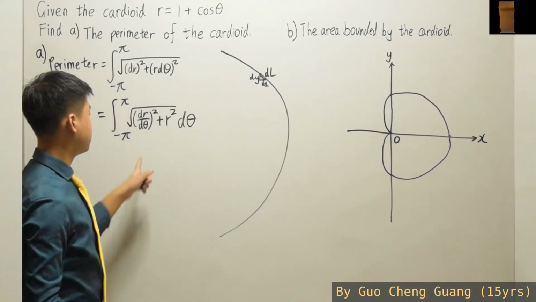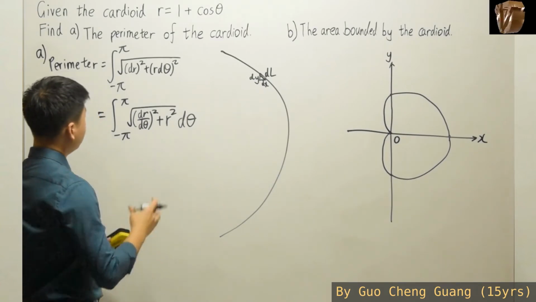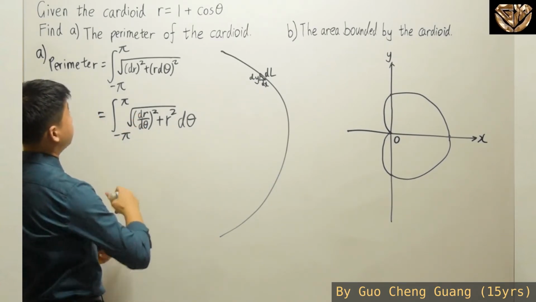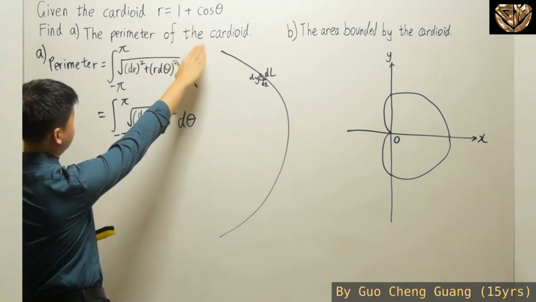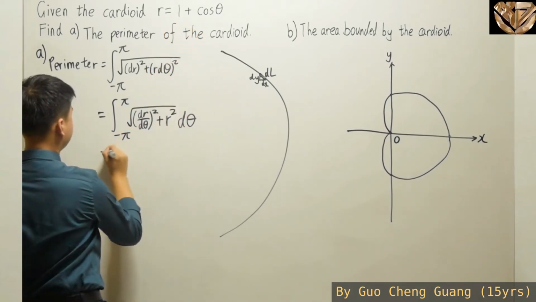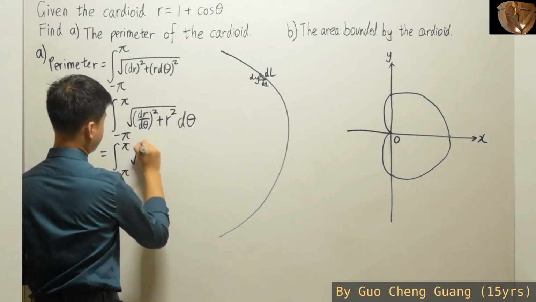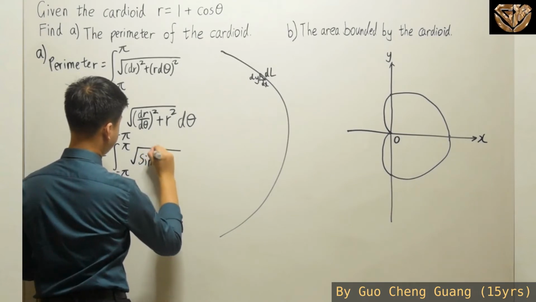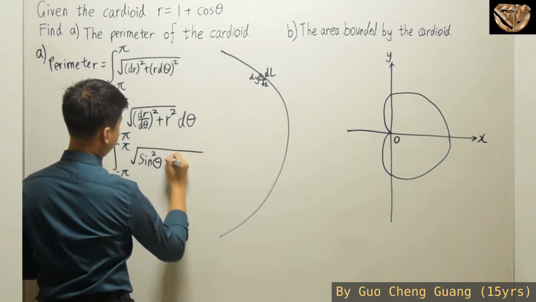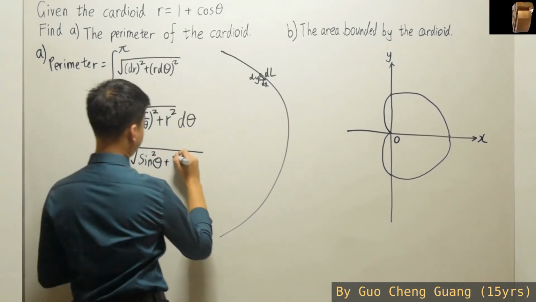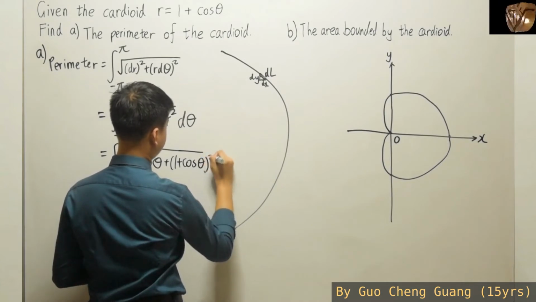So this is what happens when you take out the d theta. Now, for dr d theta, we just have to differentiate this part. 1 is 0, cosine theta becomes negative sine theta, but since this is squared, it is just sine square theta. Now back here, we have an r square. We just directly put this inside: 1 plus cosine theta, and then squared.